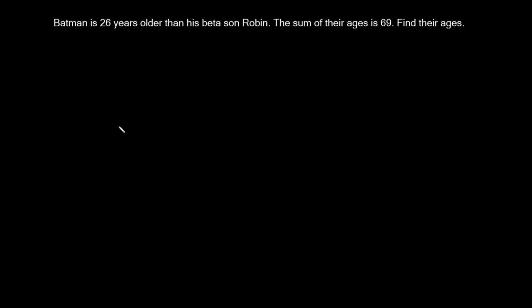So in this video, I'm going to go over a couple system of equation word problems. All right, so let's start with this one right here. This one says Batman is 26 years older than his beta son Robin. The sum of their ages is 69.